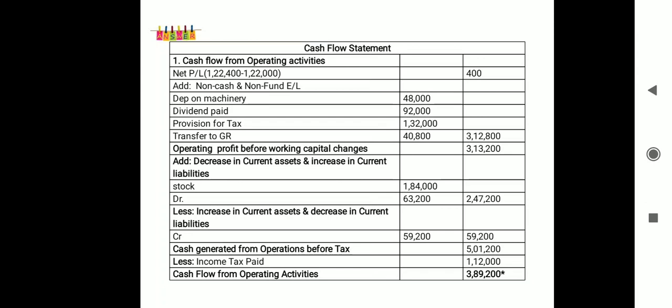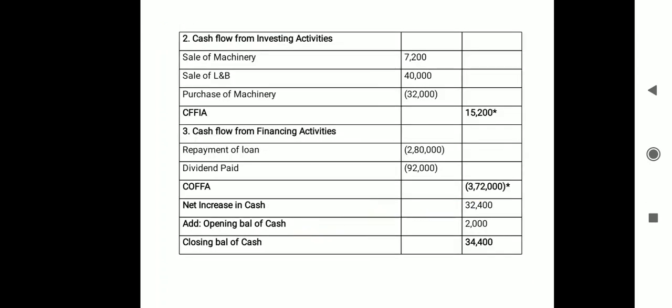So we need to deduct the income tax paid. How much have we paid in tax? You can refer back to the working notes. We have paid tax of 1,12,000. So finally we are going to get the cash flow from operating activities, 3,89,200. Now, moving to the next.